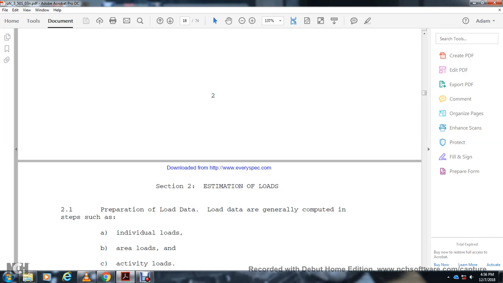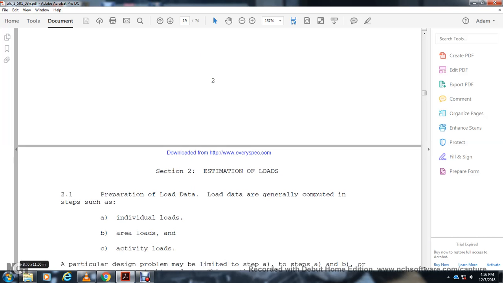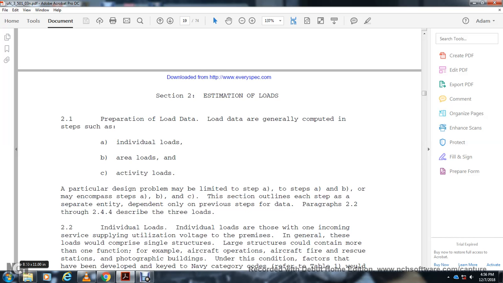2.1 Preparation of load data. Load data is generally computed in the steps of individual loads, area loads, and activity loads. The particular design problem may be limited to step A, to steps A and B, or may come with steps A, B, and C, with each step dependent only on the previous step. Paragraphs 2.2 through 2.4.4 describe the 3 loads.